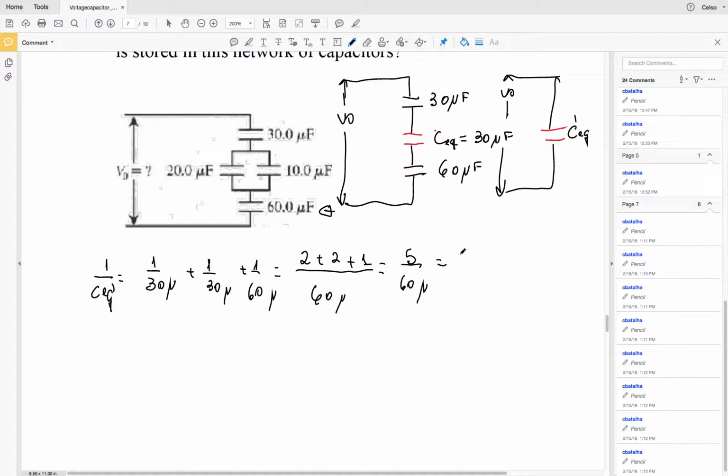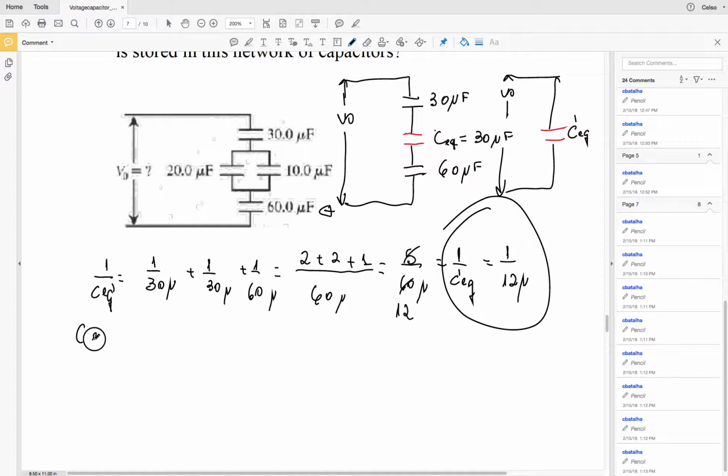So when I get to this point, what should I not forget to do? What shouldn't I forget? To flip it over, right? Because I want the equivalent capacitance, and that is 12 microfarad. It's not 1 over 12. So don't forget, you go all the way to the end and then you flip, right? If you don't flip, you're not doing it right.